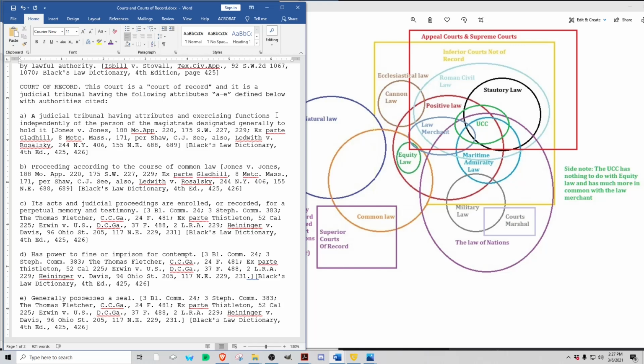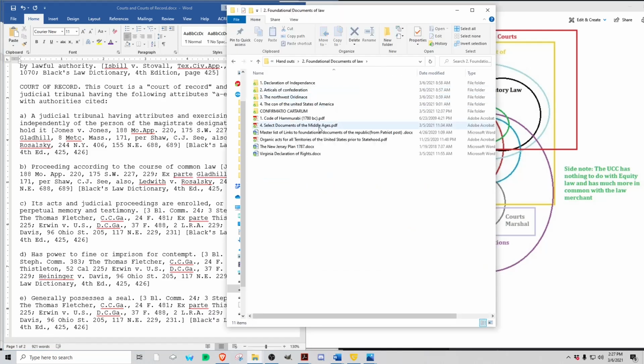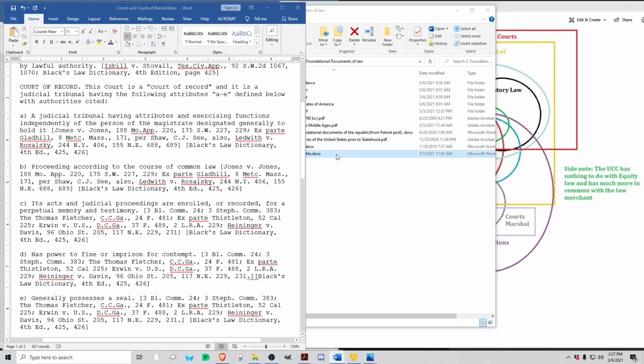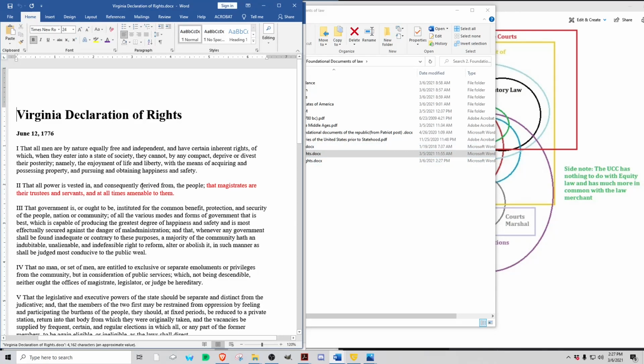Now, from the understanding that the magistrates are not judges, and that they are under our control, and the foundation documents of law, go down to the Virginia Declaration of Rights. Open that up real quick. Number 2. I'll read number 1 and number 2, but number 2 is the point. So Virginia Declaration of Rights, June 12th, 1776. 1. That all men are by nature equally free and independent and have certain inherent rights, of which, when they enter into a state of society, they cannot, by any compact, deprive or divest their posterity, namely the enjoyment of life and liberty, with the means of acquiring and possessing property, and pursuing and obtaining happiness and safety.